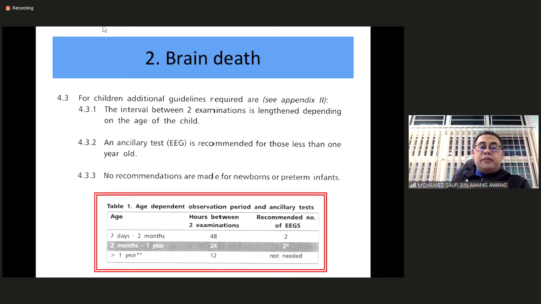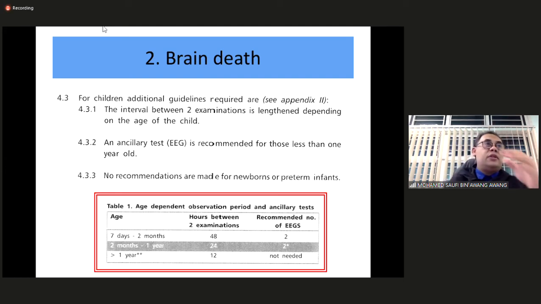Now for children, is it different? Children is a little different, okay? If you look at the table below, it depends on the age of the patient. For patients at the age of 7 days to 2 months, the interval between two examinations is about 2 days, 48 hours, plus EEG times 2. But when you compare to adults, it is different.